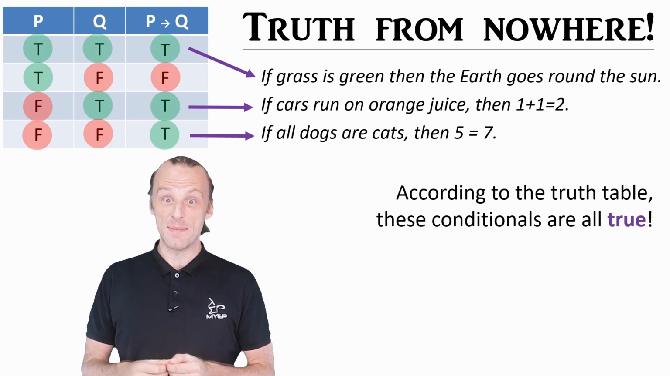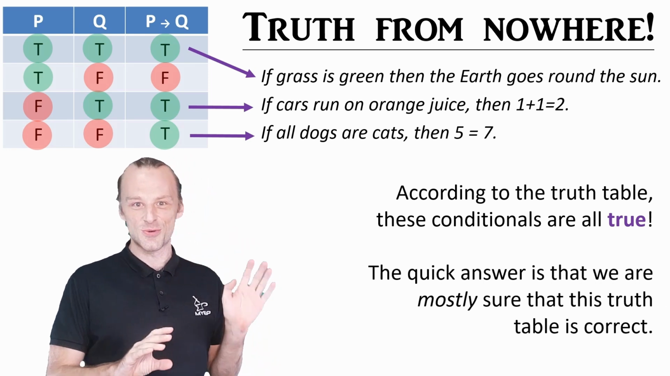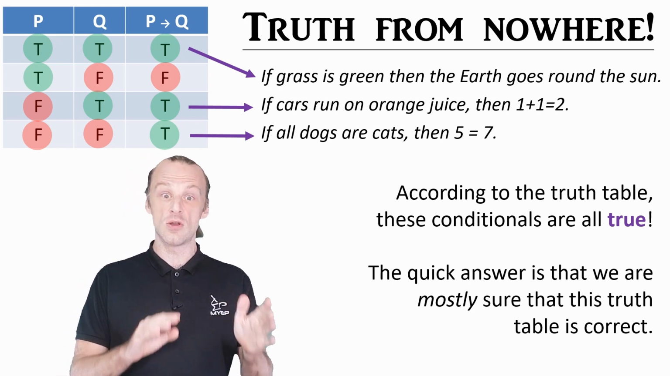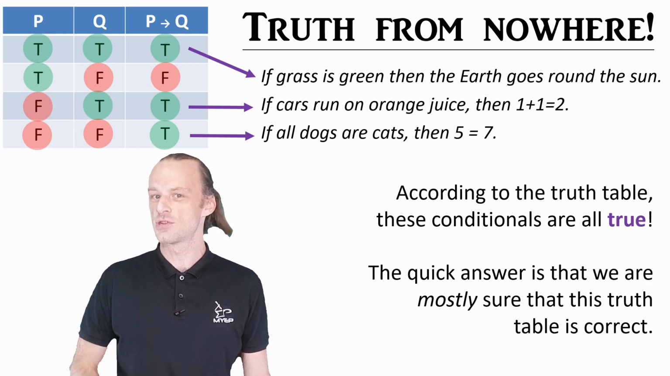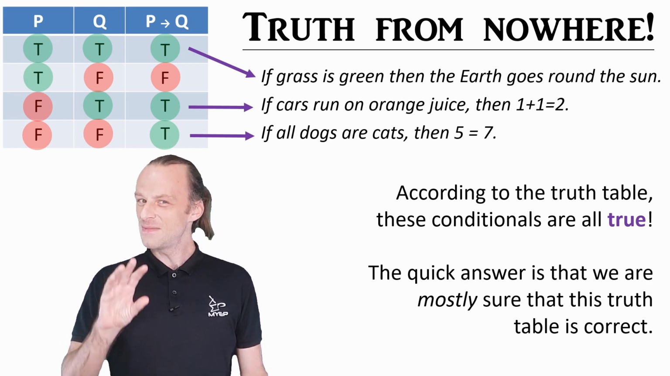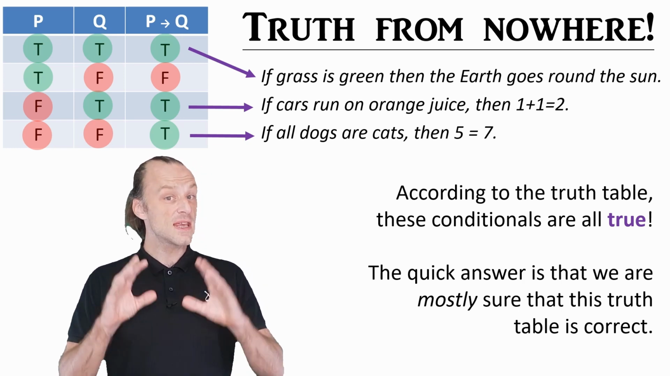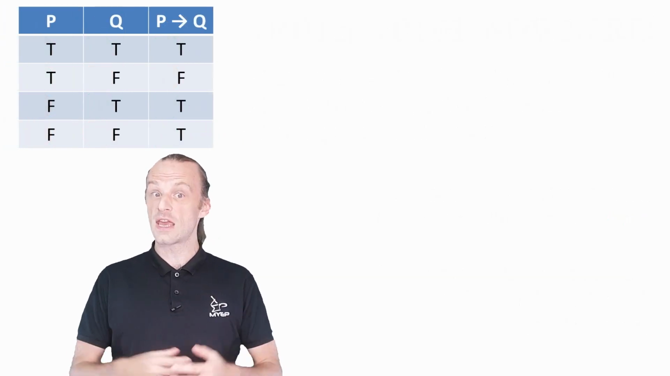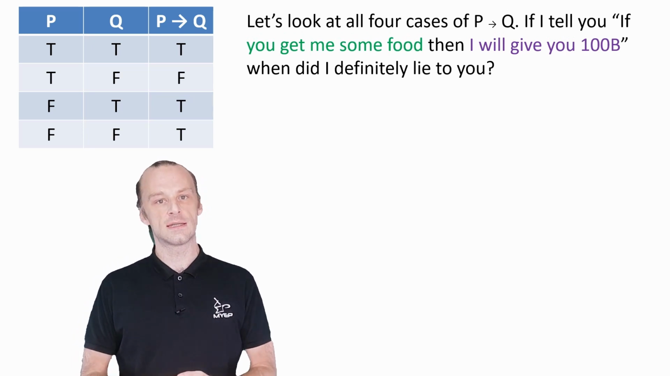Well, a little maybe, but the quick answer here is we are mostly sure that this truth table for conditionals is correct, and it does work as long as there really is a link between the antecedent and the consequent of the conditional. But this is an area of debate. To make it clear why we do say that those rows are true, let's go through the cases, and again, if you are confident, you can skip forward this slide.